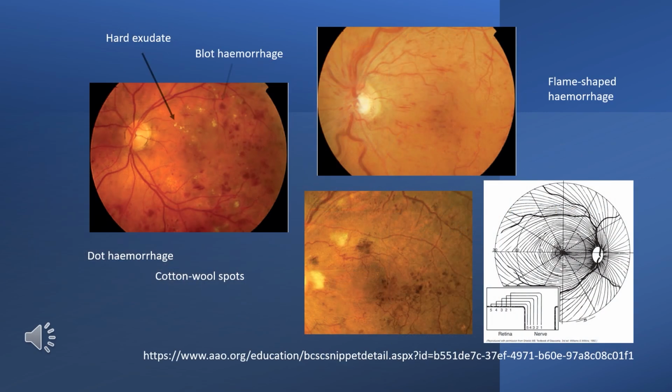These photos show what the dot blot, flame-shaped hemorrhage, hard exudate, and cottonwool spot look like. I'm also showing you the distribution on the nerve fiber layer, so you can imagine why flame-shaped hemorrhage has that shape.